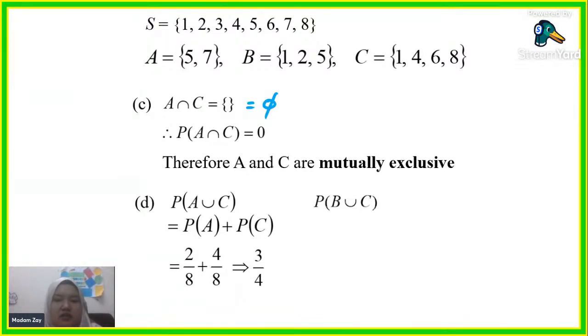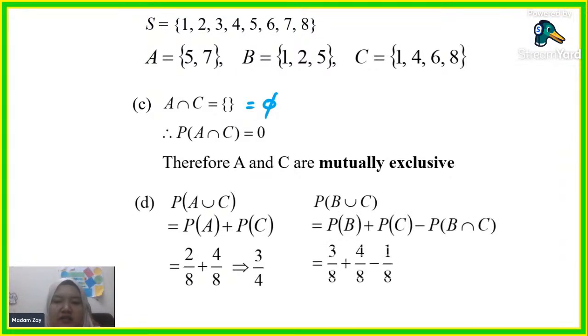Okay, for D, another question is the probability of B union with C. So we have to add up the probability of B and C and then subtract the intersection. So what is the probability of B? We have 3 elements out of 8, so 3 over 8. And C, we have 4 over 8. And then the intersection between B and C is 1, so 1 out of 8 elements, so 1 over 8. So 3 over 8 plus 4 over 8 minus 1 over 8 is equal to 6 over 8, which is equal to 3 over 4. So you have to simplify the number.